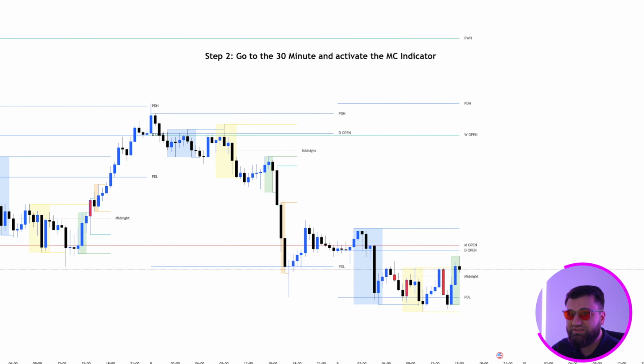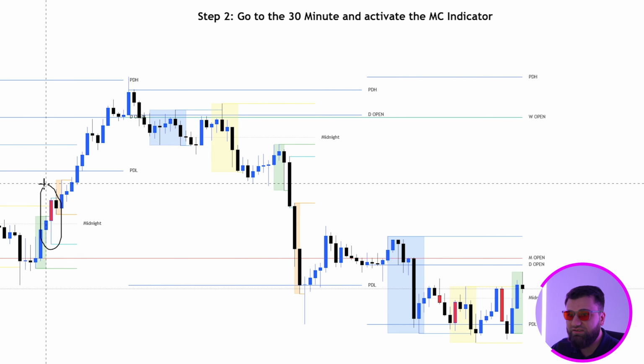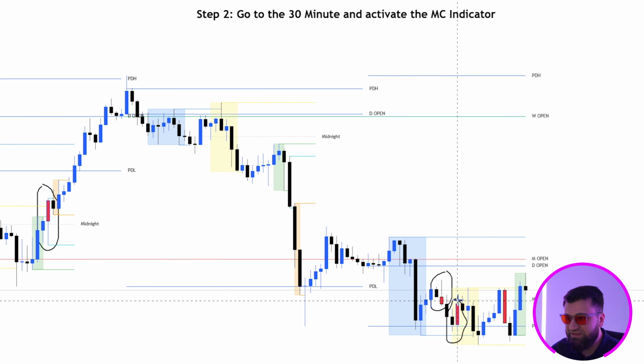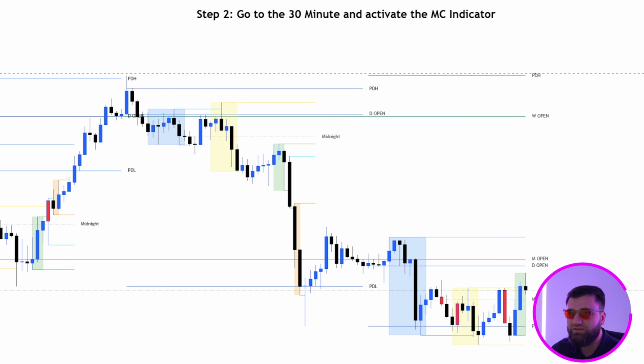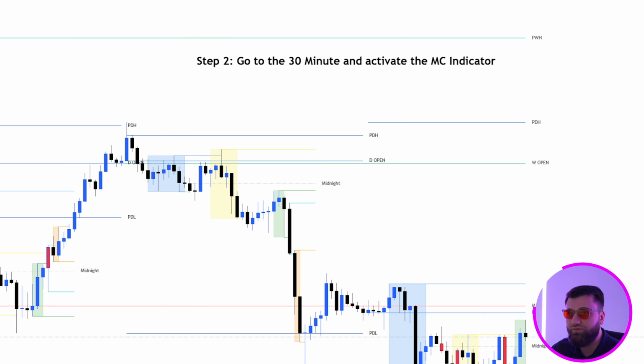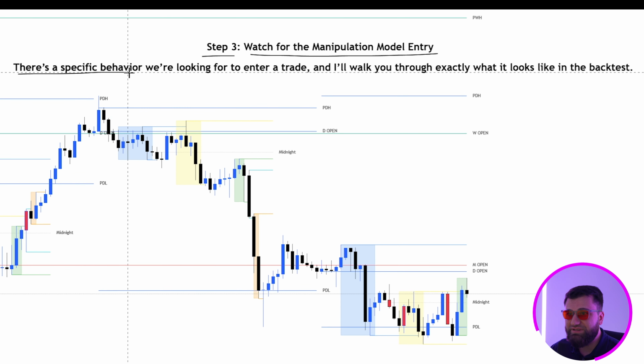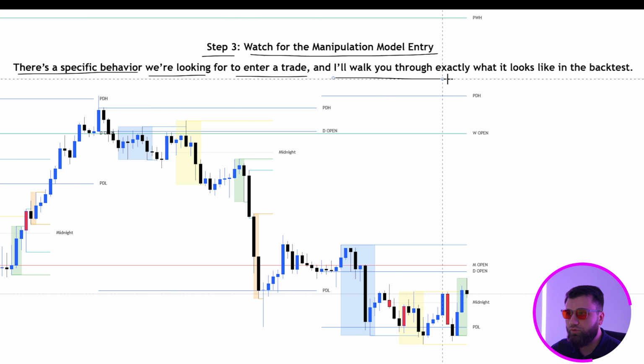So right here, you guys can see these red candles, and these are the candles that we want. The MC indicator with alerts will show us these candles, and not only show us these candles, but also give us alerts. So whenever a candle like that is formed, then the indicator will give us an alert via TradingView, and we will note that a manipulation candle is formed. So step 3, watch for the manipulation model entry method. But there's a specific behavior we're looking for to enter a trade, and I'll walk you through exactly what it looks like in the backtest.